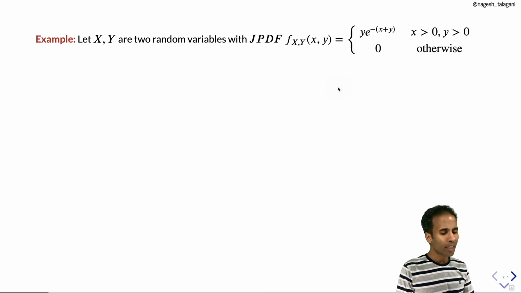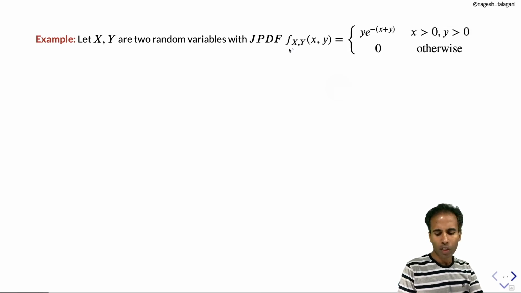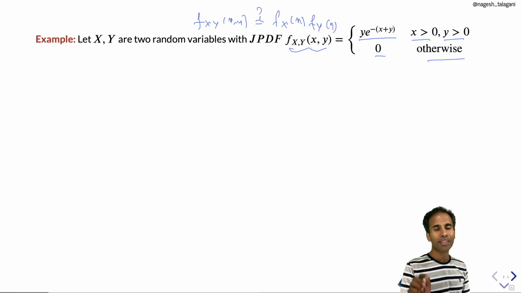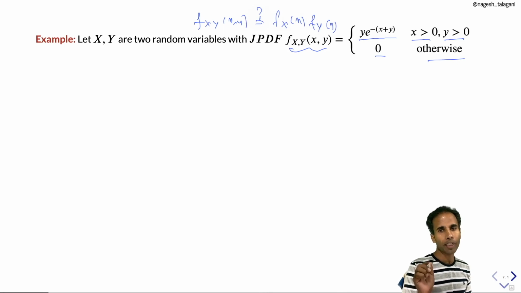Okay, here X and Y are two random variables with a joint PDF f(x, y) equal to y times e power minus (x plus y) for x positive, y positive, 0 otherwise. Okay, let's check if X and Y are independent. For that, we need to check if joint PDF equals product of marginal PDFs. First, let us get hold of the PDF of X and the PDF of Y.